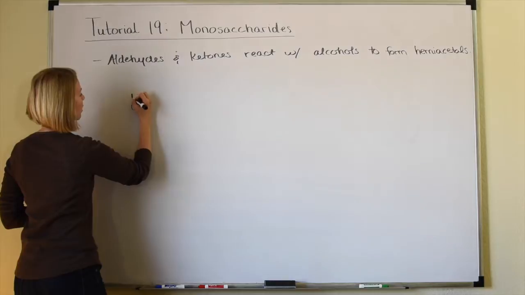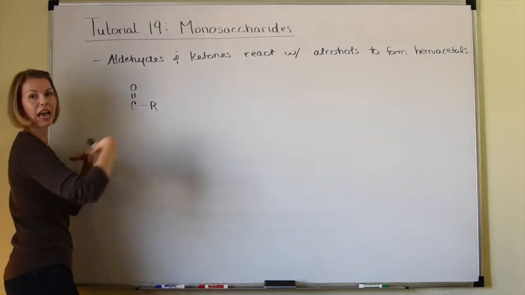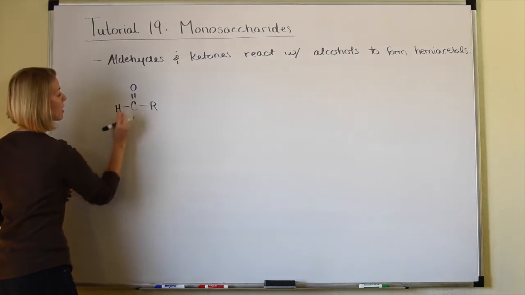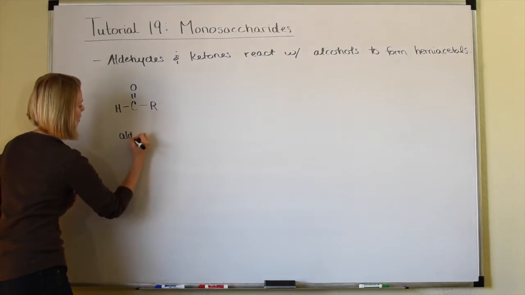Okay, so let's just take a look at a generic aldehyde reacting with an alcohol first. So I'll just draw a generic aldehyde with an R group to represent however many carbons it has. And then of course, in order to be an aldehyde, it must have a hydrogen. Okay, so I'll label this my aldehyde.